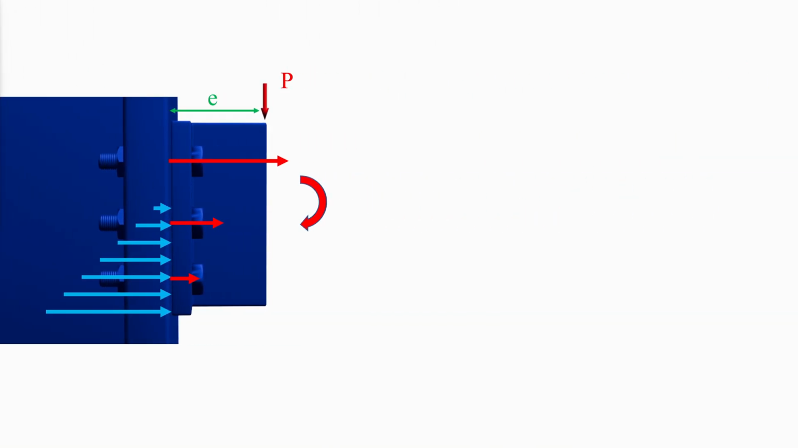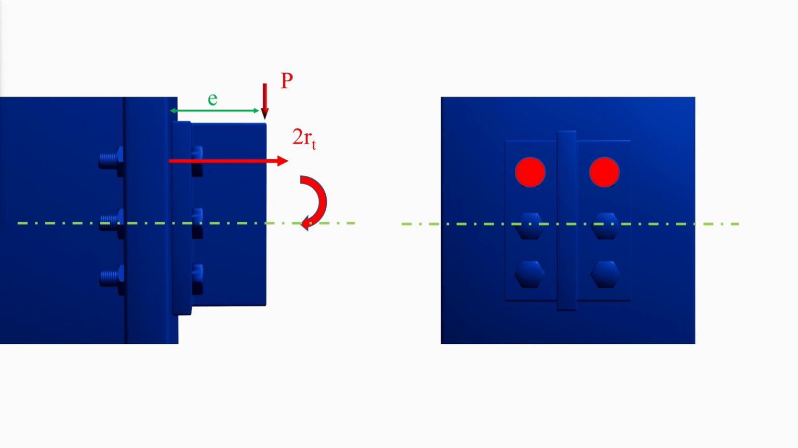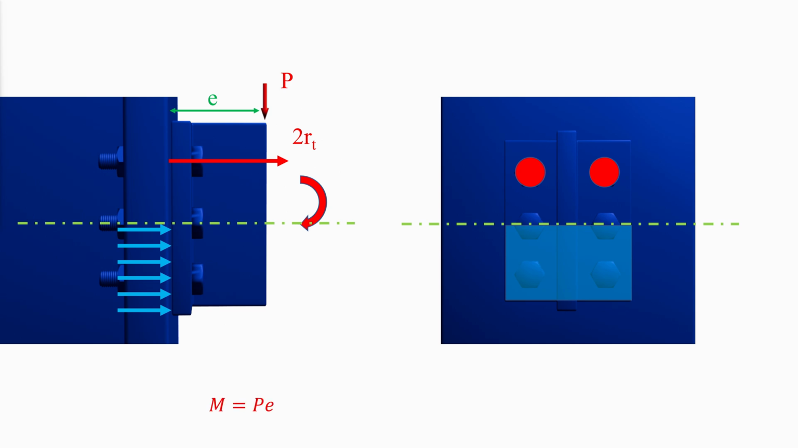A conservative way to calculate the tension in the bolt is to assume that the neutral axis coincides with the centroid of the bolts. All bolts above the neutral axis will be in tension and the area below will be in compression. The bolts are all assumed to have the same tensile force, R sub T. The bending moment, P times E, will then be equal to the number of bolts in tension multiplied by the bolt's tension times the distance between the centroid of the tension zone and the centroid of the compression zone.